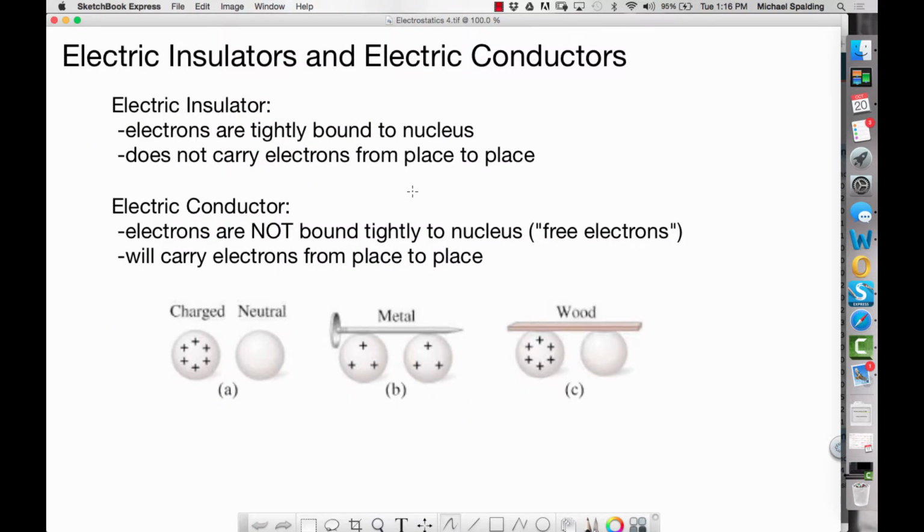I think everybody has a general idea of this. What do we mean by an insulator? An insulator is something that does not allow electrons to move freely. The electrons in an insulator are held tightly to the nucleus and not free to move about. Now, what is a conductor? A conductor, the electrons in a conductor are not held tightly and they're free to move. So what are some examples of insulators?